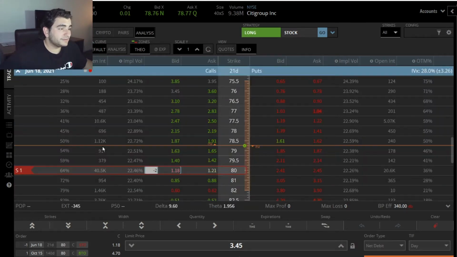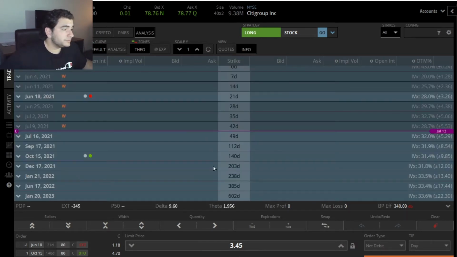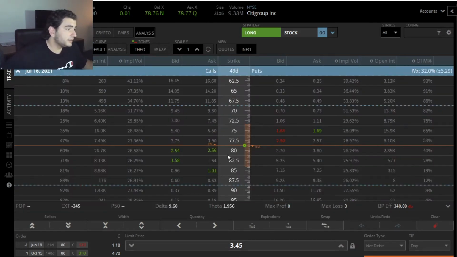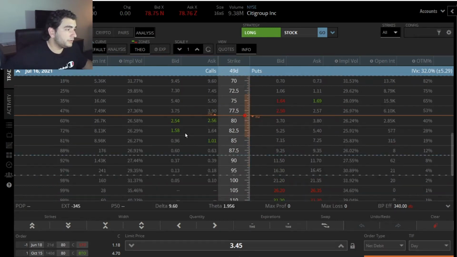How you would set this up is you would go out 45 days until expiration. The closest expiration that's 45 days until expiration, so you can either do July 9th or July 16th. So let's just go to July 16th. How you would set up a calendar spread is you would sell out of the money calls. Let's say the $85 call, because right now Citigroup is trading for $78.75. Just round it down a little bit, $78.75.